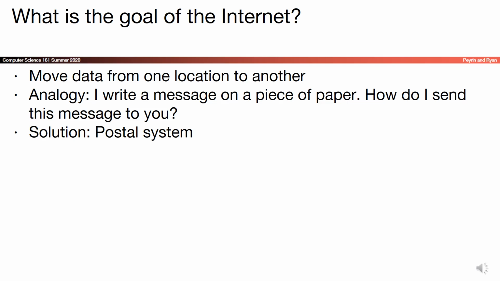Okay, so let's start by thinking about what the internet is used for. At a very basic level, the internet is used to move data from one location to another. So this would be like if I had a message and I wrote it down on a piece of paper and I wanted to send this message from me to you.